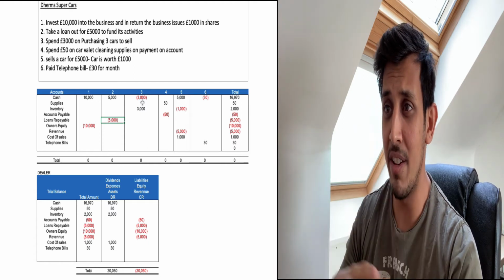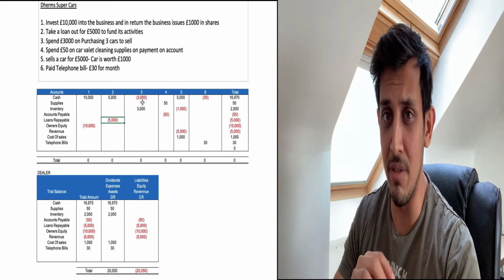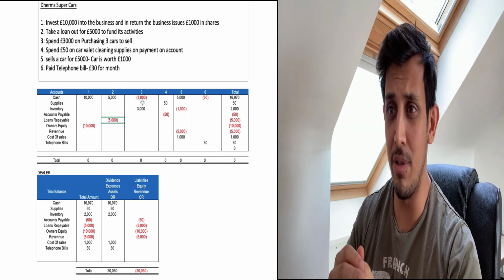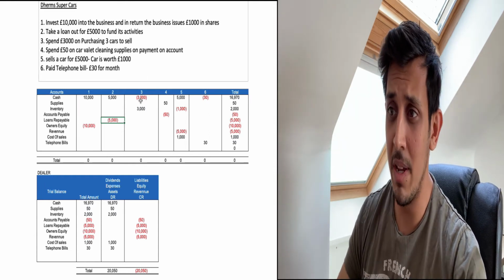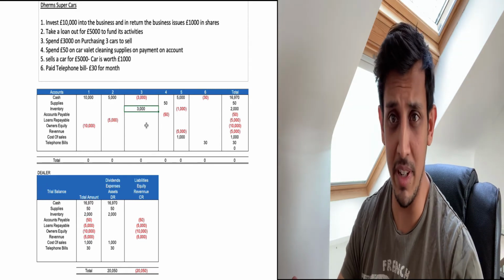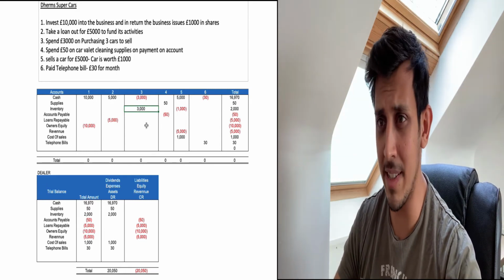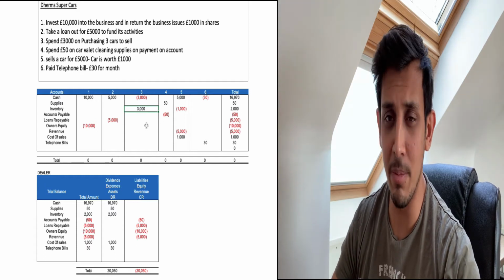Next one is I actually purchased £3,000 to buy some stock of cars. So I'm going to buy 3 cars, and they're worth altogether £3,000, and therefore I paid in cash for it, so I'm going to credit my cash account by 3,000, and then my inventory now is going to increase by 3,000.